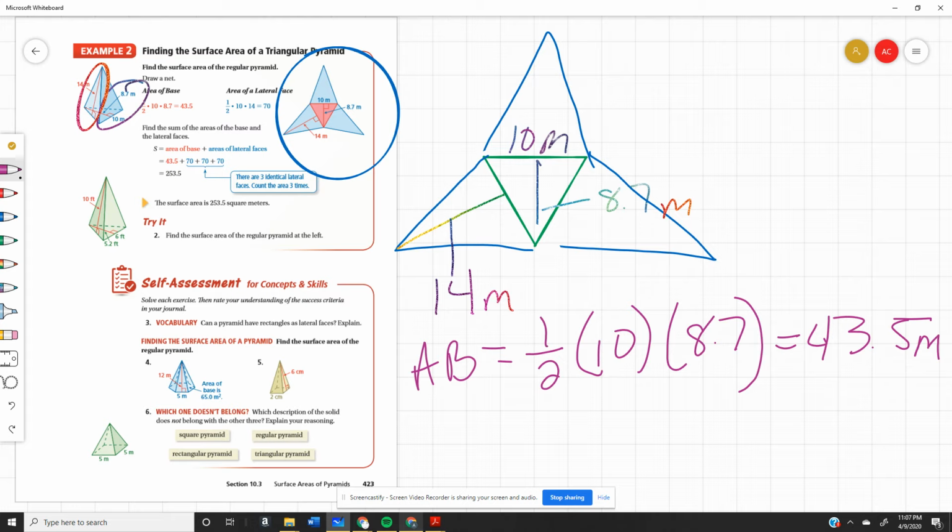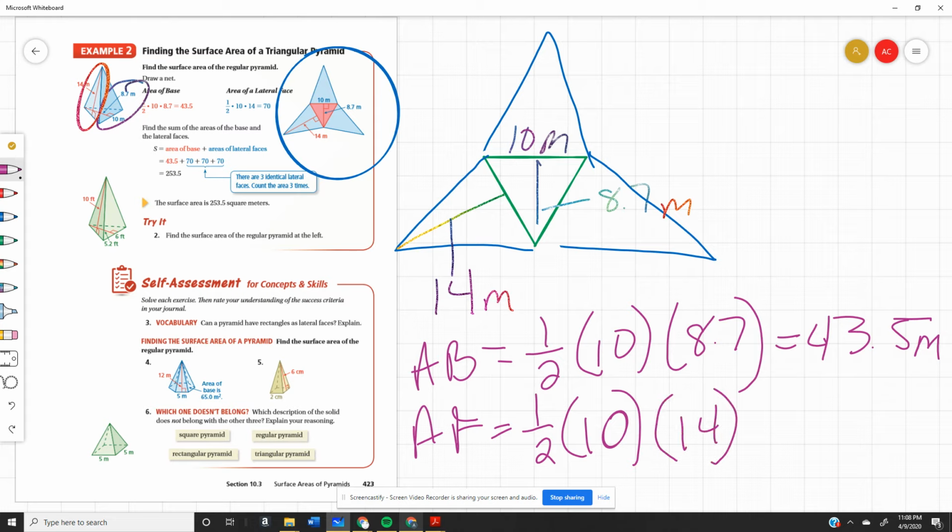Now we need to find the area of a lateral face. So area of face. For this one, same thing. It's triangular, so we're going to do 1/2. The base on these ones is also 10. They share that same base, but the slant height on this one is 14. So this one is going to equal 70. And I know that because 14 times a half is 7. 7 times 10 is 70. And you can also see it right there.